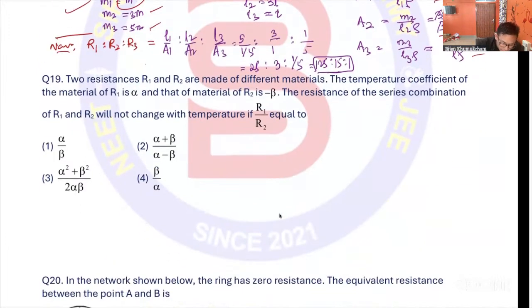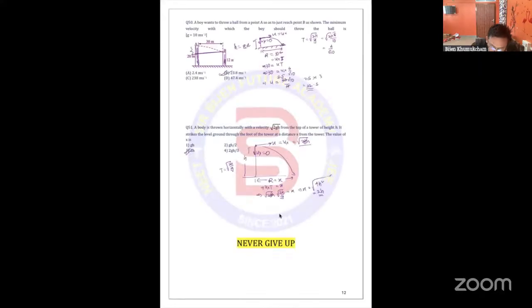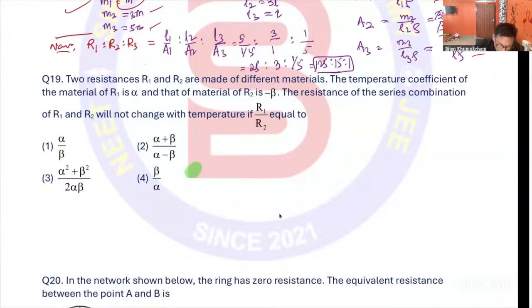Next, question number 19. Two resistances R1 and R2 are made of different materials. Put a star mark here. The temperature coefficient of the material of R1 is alpha and that of R2 is minus beta. The resistance of the series combination of R1 and R2 will not change with temperature.